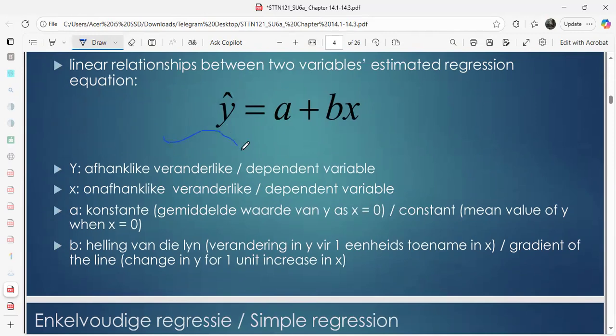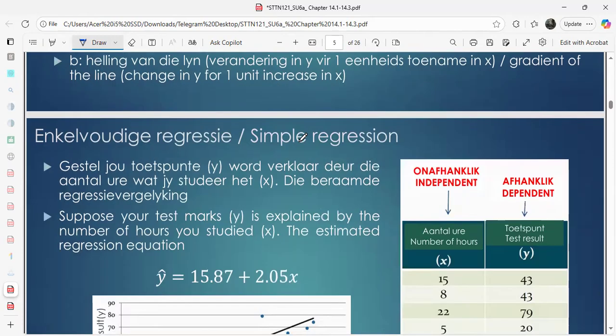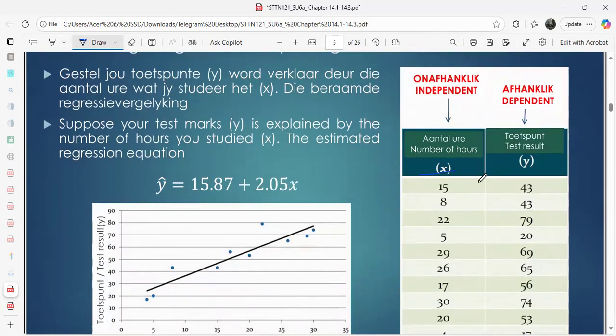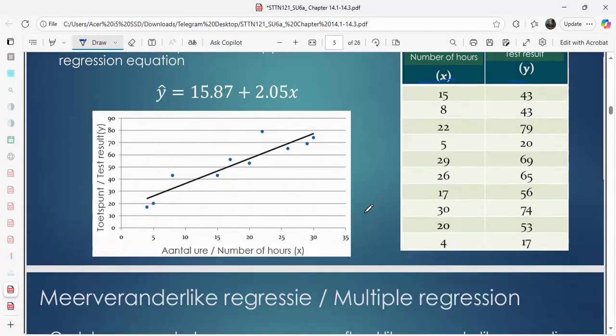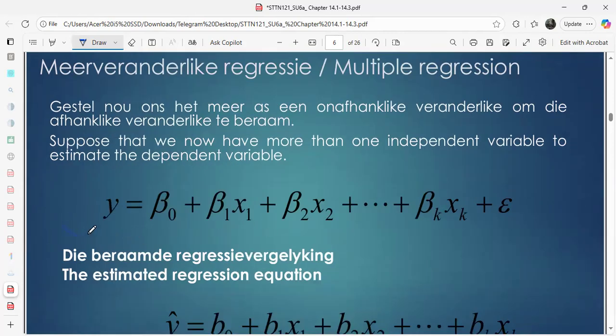You all remember this formula from STTN 111, where you were given the X and also the Y. You use a calculator to get the values on that method. You will see X and you will also see Y. Then you get the value of A and also the value of B. But now with the multiple regression, this is the formula.